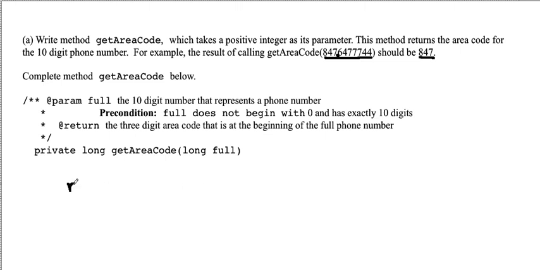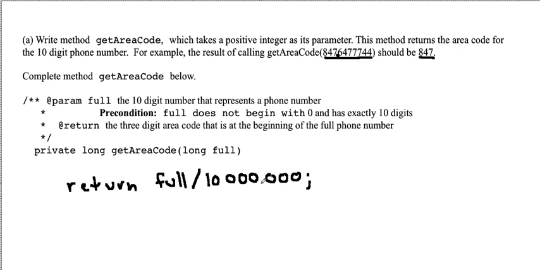So the answer to this one is simply return full divided by 10 million. Technically in code you can't put commas, but if it helps you, you can put commas. Essentially for each of these zeros, all 7 of them, it's going to take off one of these digits. So that's a nice trick to know. You could assign a variable and return that as well. That would be another solution.